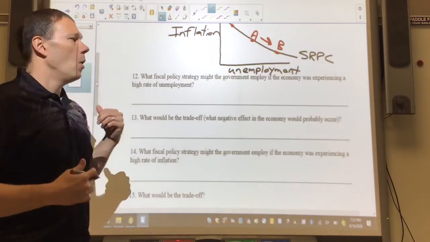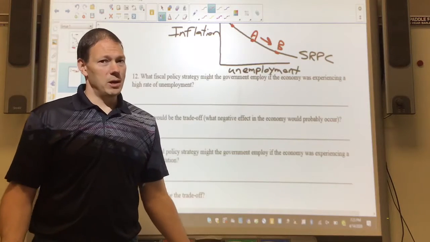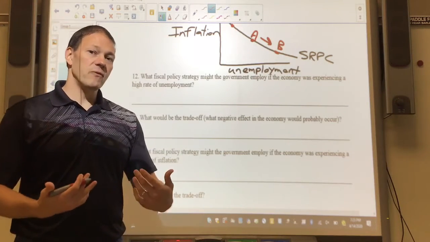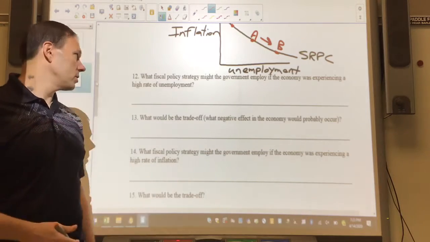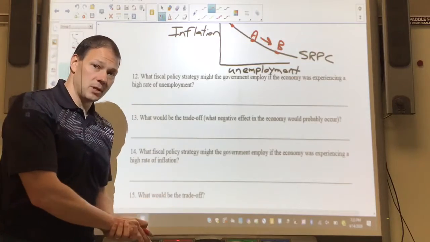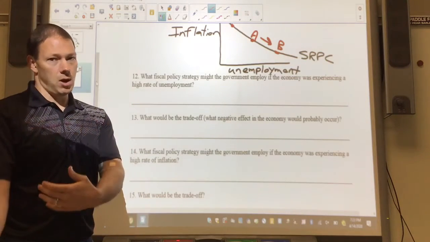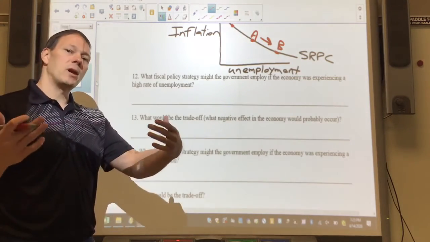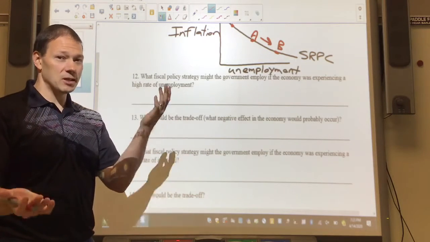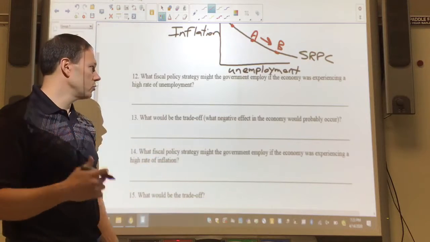All right, now, why is this important? Why are we talking about this? Because this is something the government needs to be aware of as they engage in fiscal policy actions or monetary policy actions. They need to know that if they're going to get unemployment to come down, that could cause inflation. Or if they're going to try to get inflation to come down, that could cause higher unemployment because of this seesaw, because of this inverse relationship.